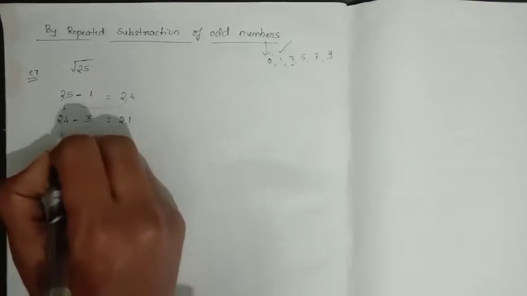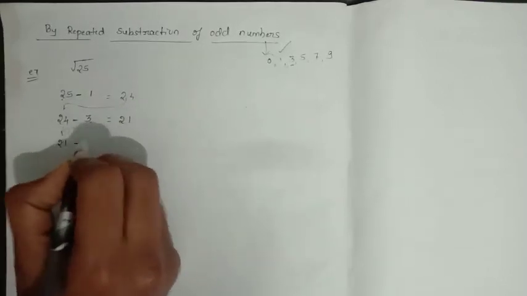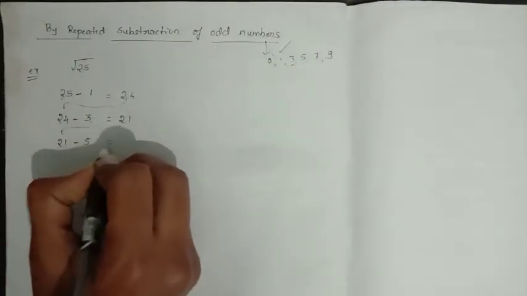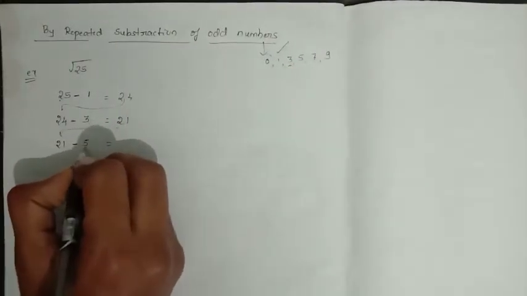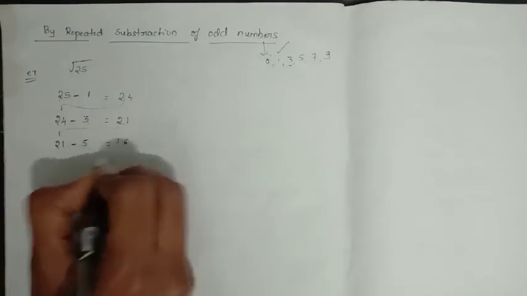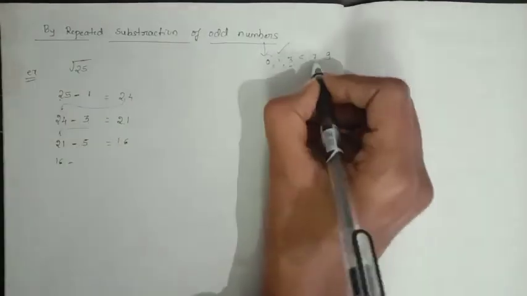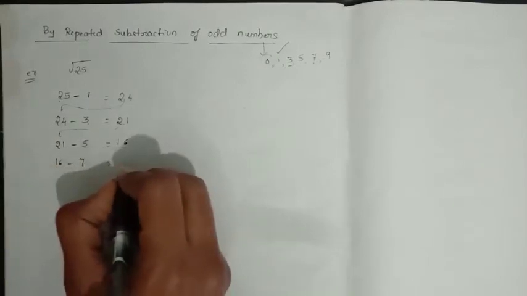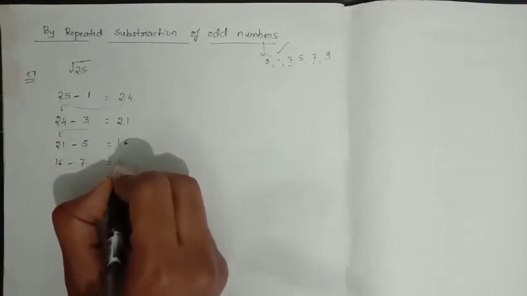Now you have to take again 21. 21 minus, after 3 which one is there? 5. So 21 minus 5 is 16. Now you have to take again 16. 16 minus which number? 7. So 16 minus 7, that means 9.